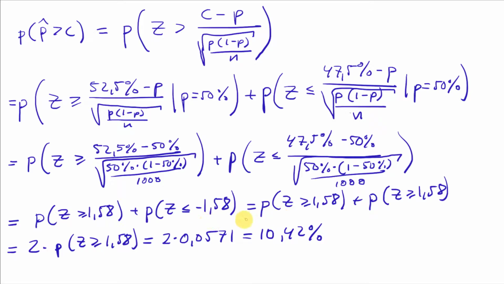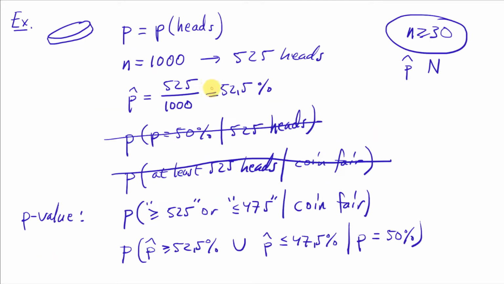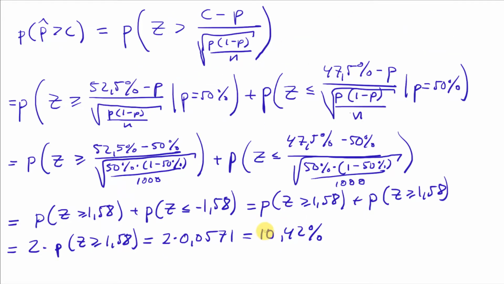That means that the probability is 10.42% to get more than 525 coins or less than 475 coins if you throw a coin 1,000 times, given a fair coin. And since we got 525 heads, that only happens with 10% probability if the coin is fair. So this is a rather low probability. So we can conclude that the coin is not fair with a p-value of 10.42%.